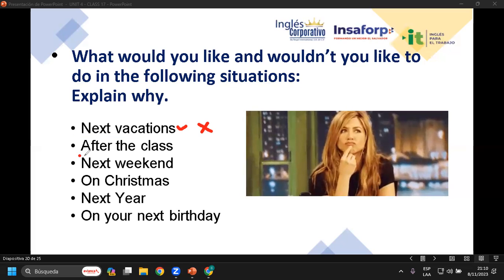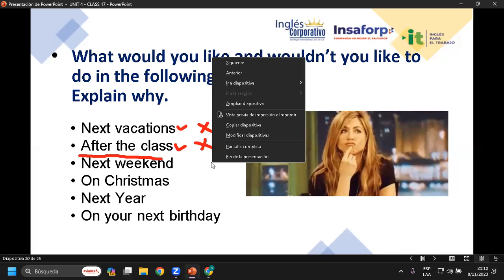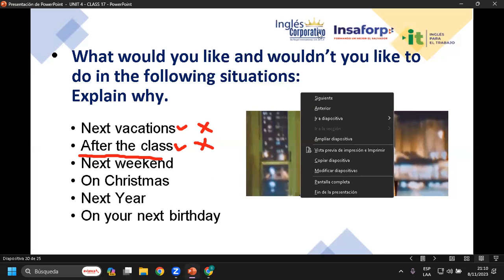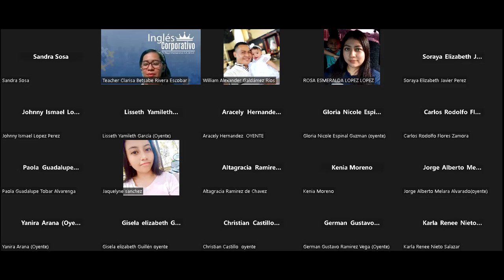¿Cuál es la siguiente? After the class. ¿Qué les gustaría hacer después de la clase? ¿Y qué no les gustaría hacer después de la clase? ¿Entendido? Everybody? Yes, teacher. ¿Se entiende la activity? Yes, teacher. Excellent. Ok, voy a enviarles, everybody, al grupo de WhatsApp los escenarios para que los tengan ahí y puedan practicarlos. Give me a second.